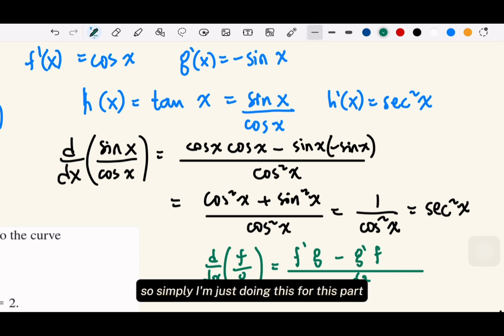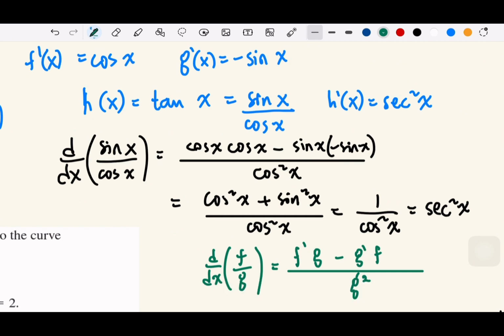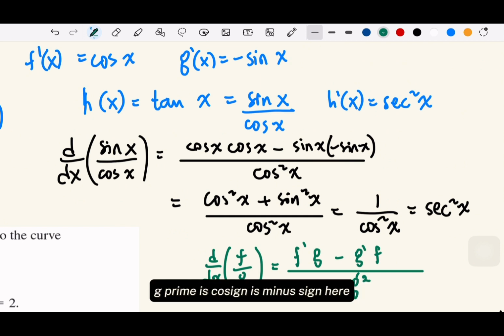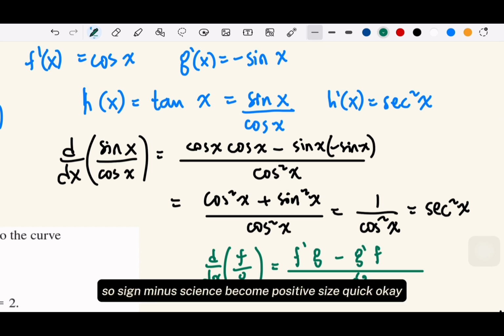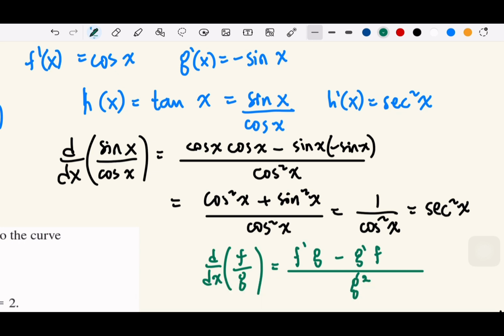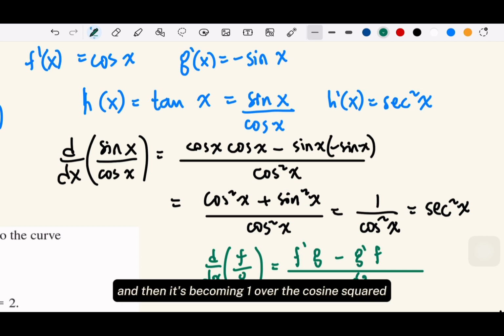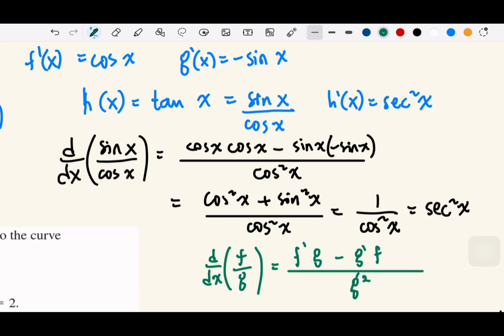So simply I'm just doing this for this part, which means that this is f, this is g. So f prime, the sine derivative becomes cosine, multiplied with cosine becomes this, and minus g prime, the derivative of cosine, is minus sine, and then f is sine, so sine times minus sine becomes positive sine squared. Okay. So cos squared plus sine squared is 1, and then it becomes 1 over cosine squared, which is secant squared.